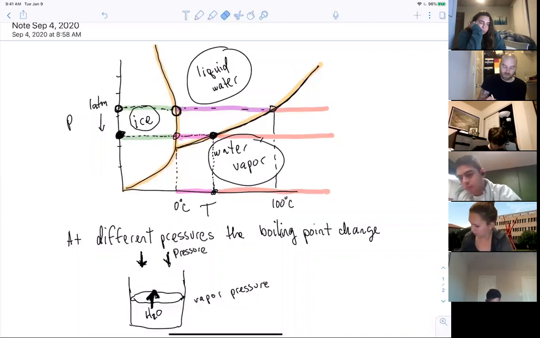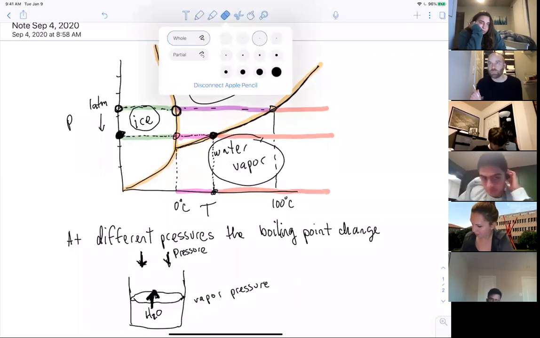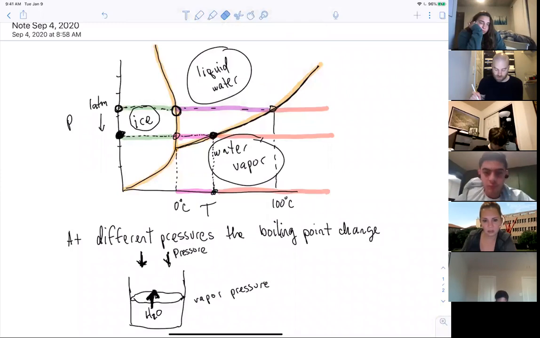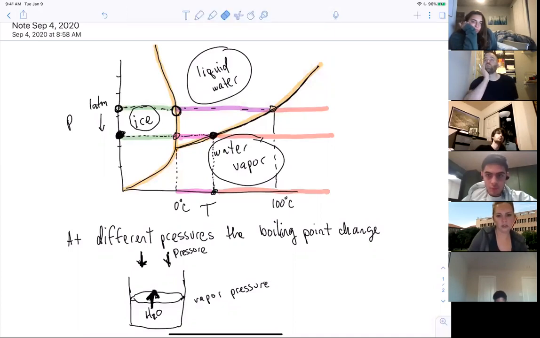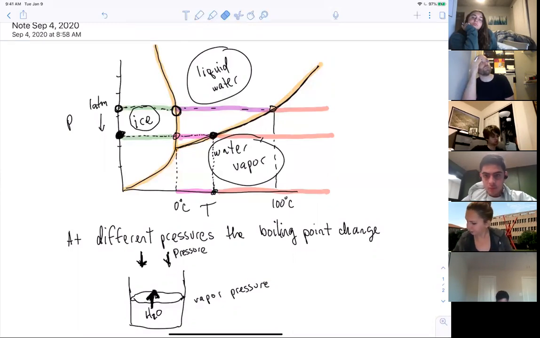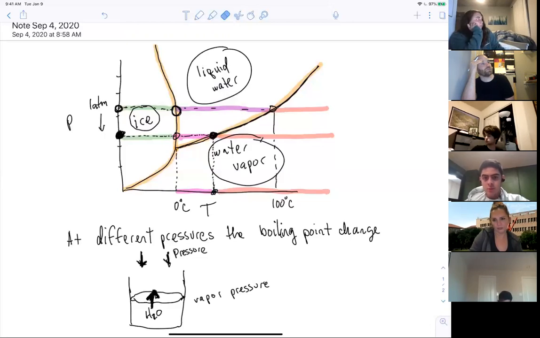So the only other interesting thing to note about these: I understand the boiling point gets affected if pressure changes, but what about temperature? What happens if you change the temperature? Let me think about that question. I understand the boiling point gets affected if pressures change. I don't know how to phrase this exactly.